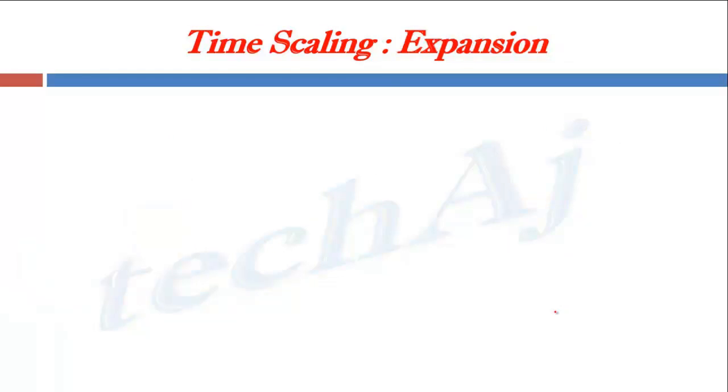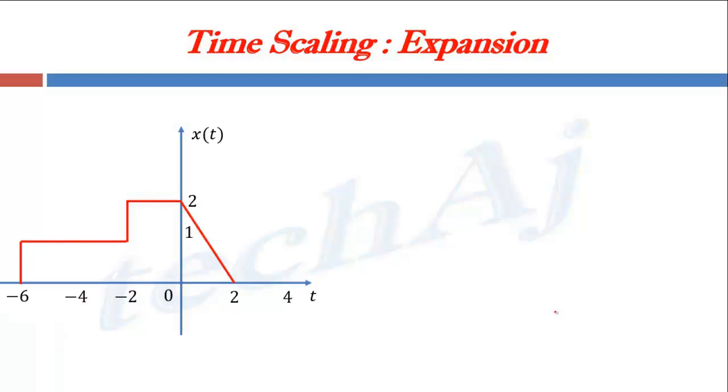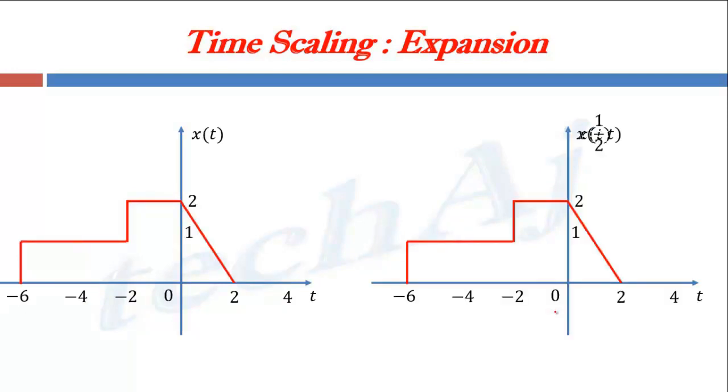Similarly, the expansion operation. If we have given the signal x of t, and from this signal x of t, we have to obtain the signal x of 1 by 2 t. Here, the scaling factor of t is 1 by 2, which is less than 1. That means the signal will get expanded.